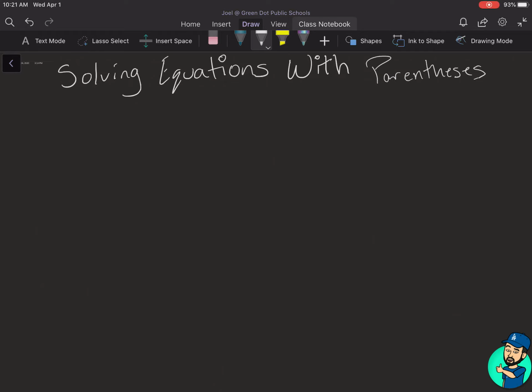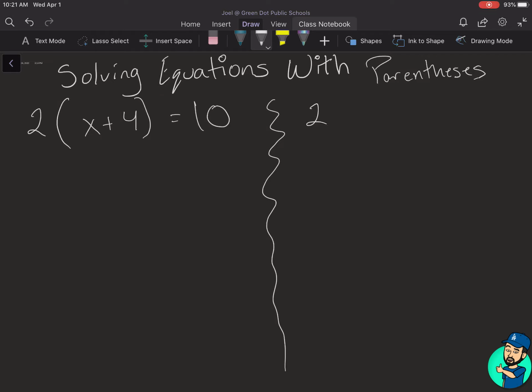Now we're going to be working on solving equations with parentheses. I'm going to show you 2 ways of solving the same problem. So I'm going to put this in half. So this is what I mean. Parentheses, pretty much using the distributive property. So something like 2 times the quantity x plus 4 equals 10. I'm going to write the same problem on the right hand side.